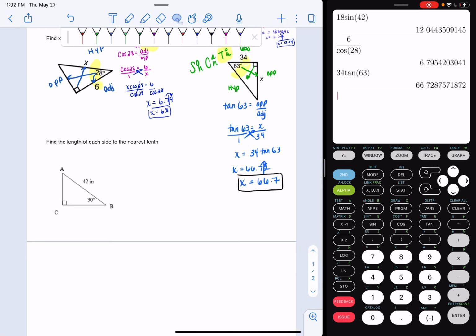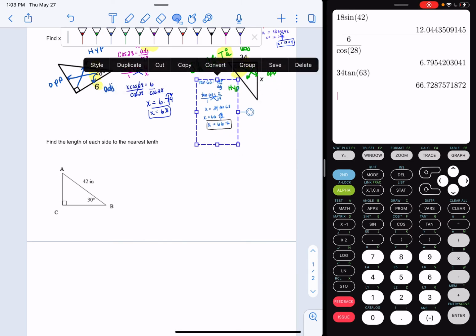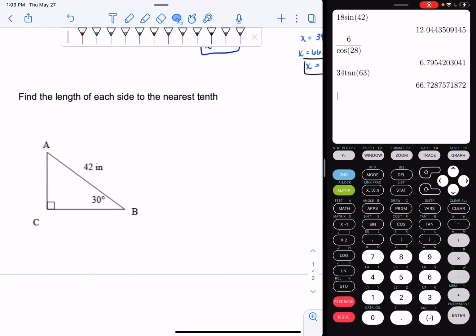Time to make it tinier, because this next problem is going to take up a little bit of space. Okay, now let's go on to this next problem. It says find the length of each side to the nearest tenth. First thing we're going to do is we know what our reference angle is. Our reference angle is 30 degrees. If you would like, we're going to make this our reference angle.